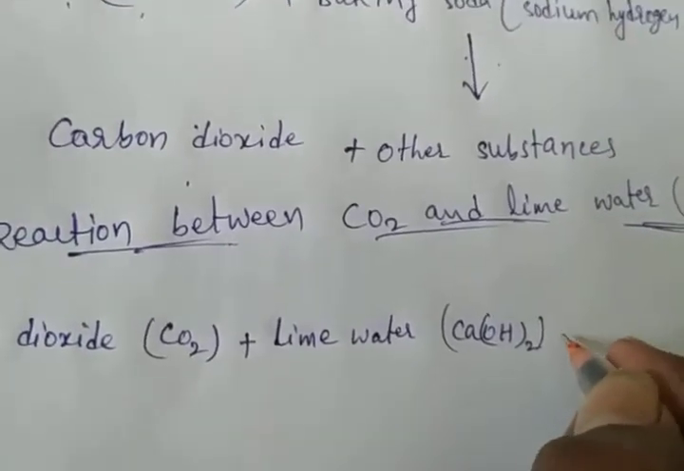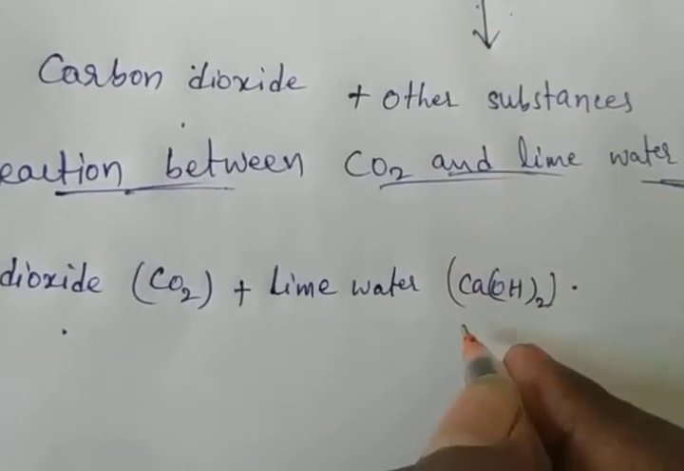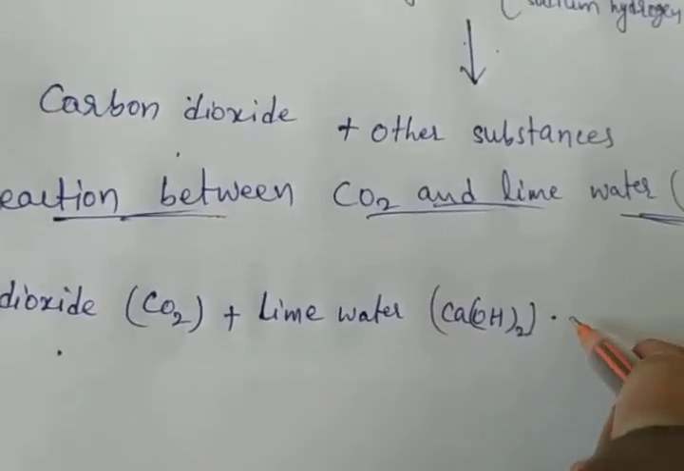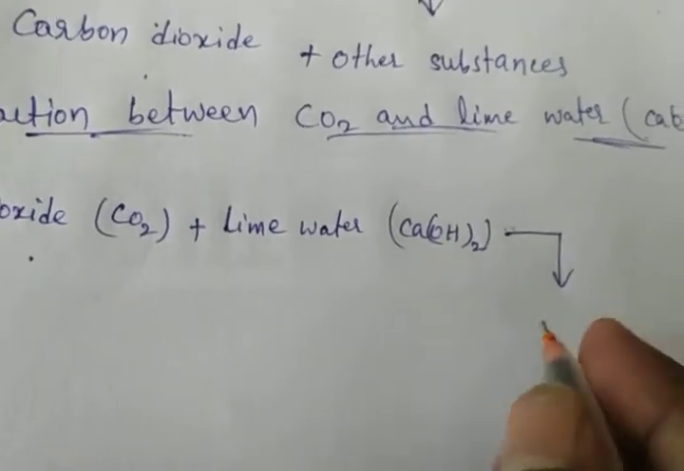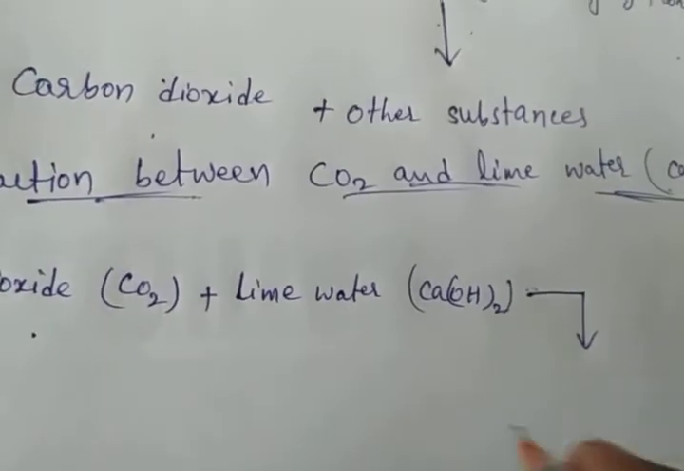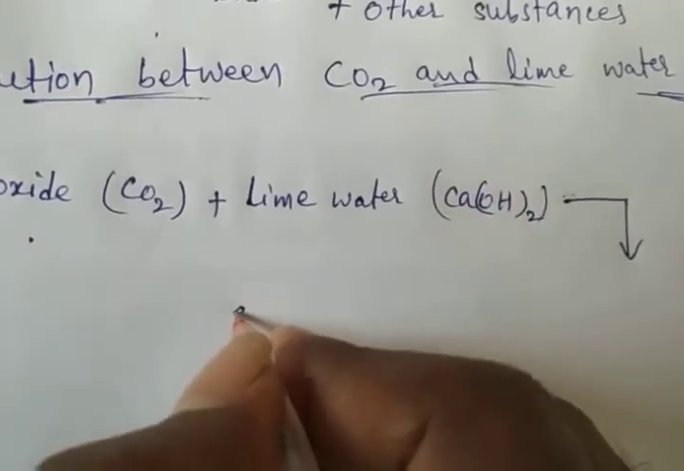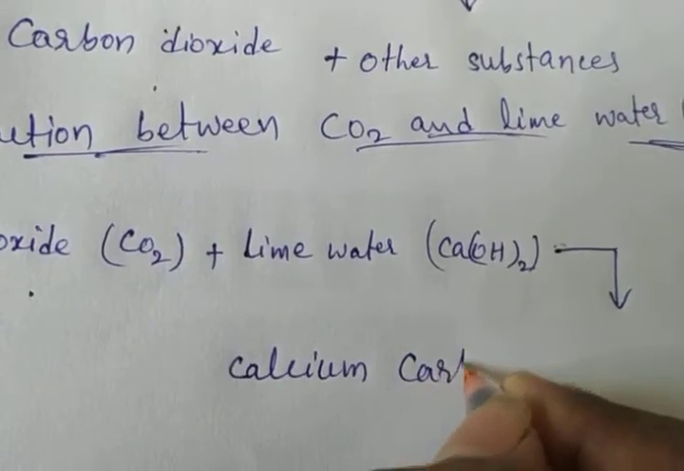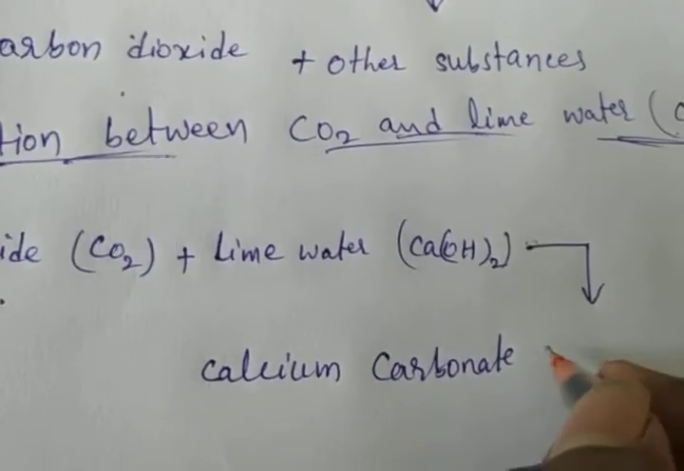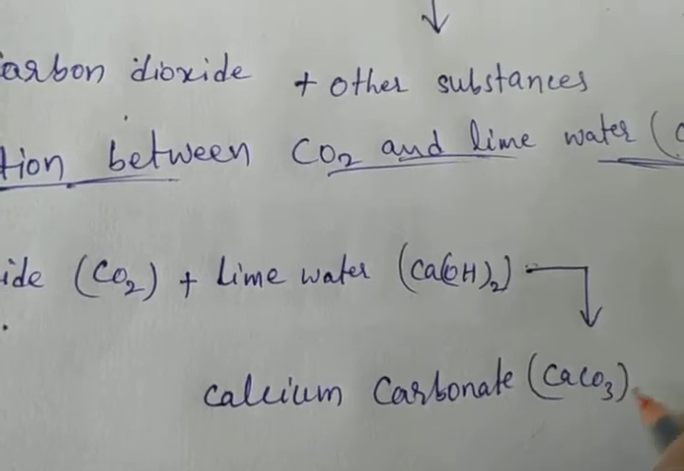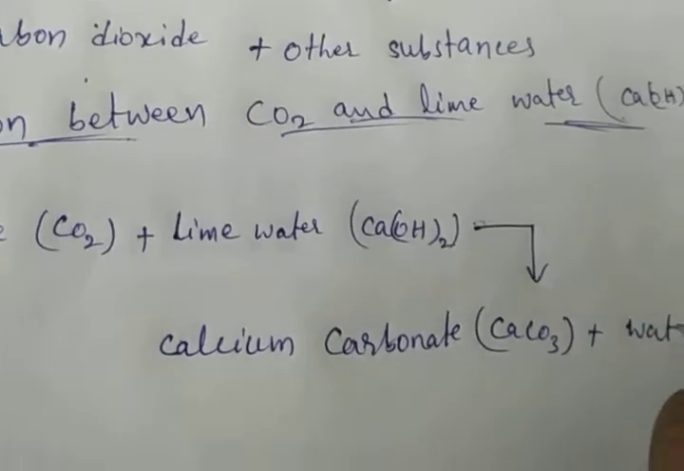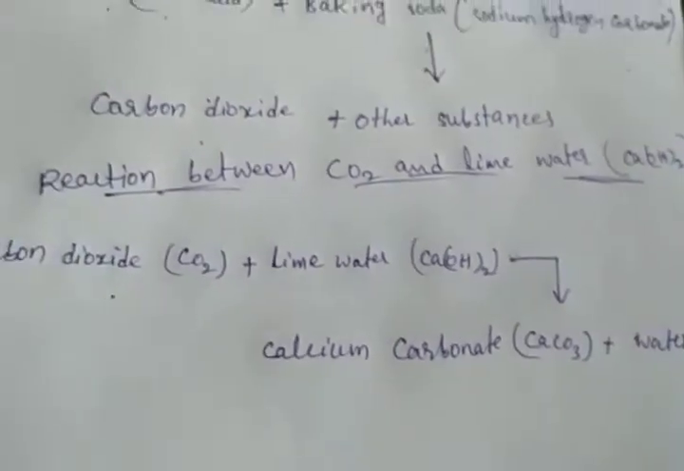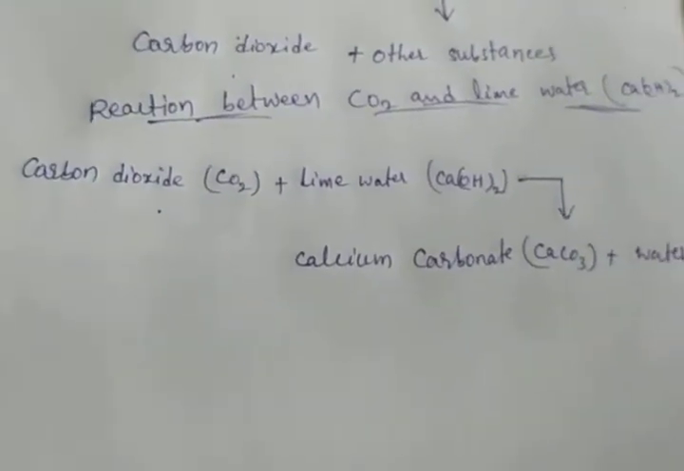Okay, when we pass carbon dioxide through lime water, what will happen? It will form calcium carbonate and water. What is the formula of calcium carbonate? CaCO3. And water, what is the formula of water? H2O. Okay, this is the reaction between carbon dioxide and lime water.